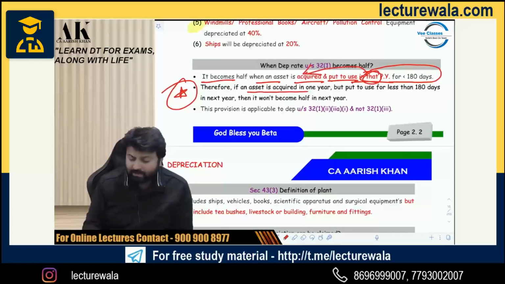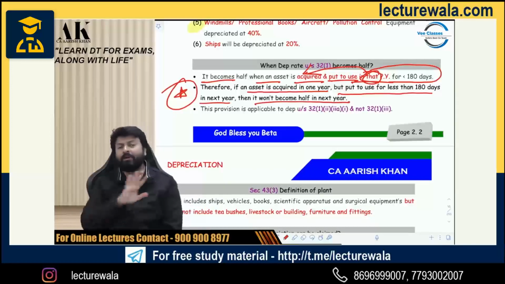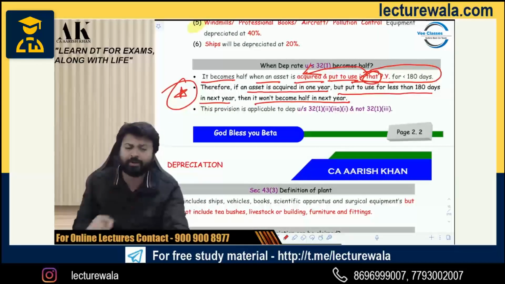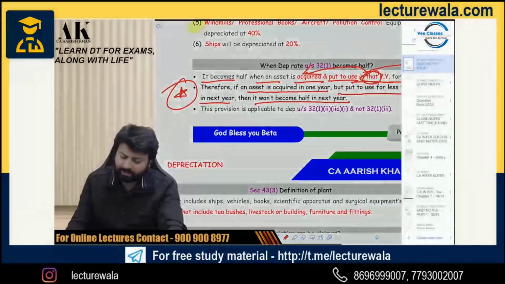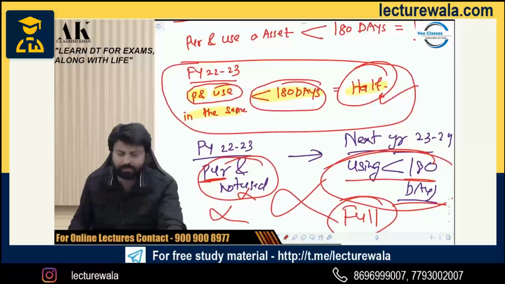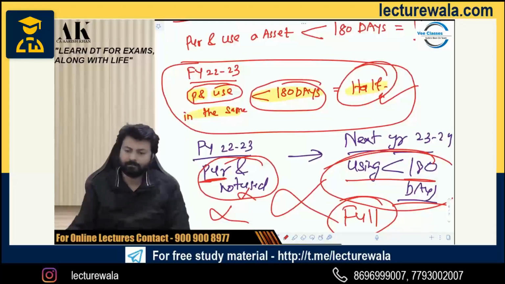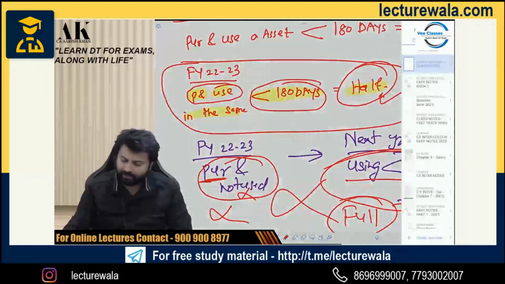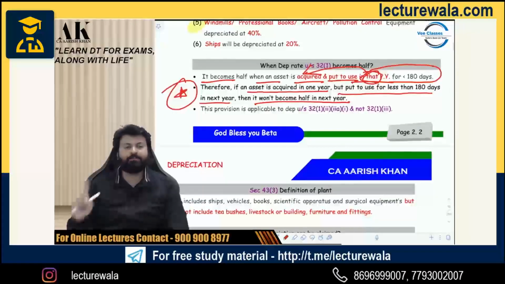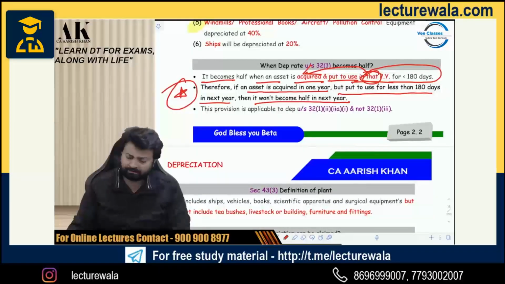Therefore, if an asset is acquired in one year but put to use for less than 180 days in the next year, then it won't become half in the next year. Check it, please. Very important issue. If you want, you can take a photograph of this also. So when it will become half, when it will be full, it's very, very important.